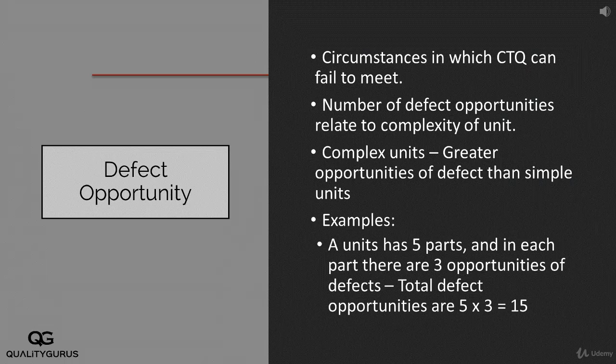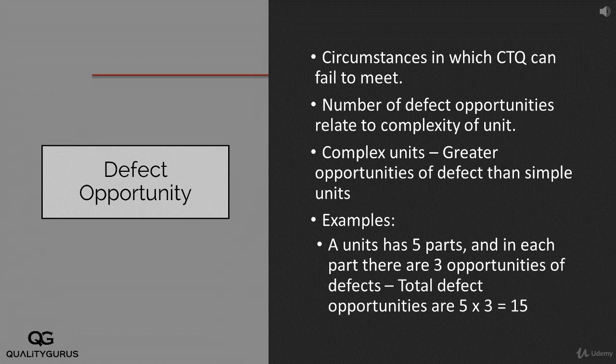So earlier we talked about DPU, defects per unit. So here we are moving to the next measurement, which is DPMO, defects per million opportunities. But before we understand defects per million opportunities, we need to understand what this opportunity means. So for that, let's understand what defect opportunity means. So defect opportunity is any opportunity where things can go wrong.